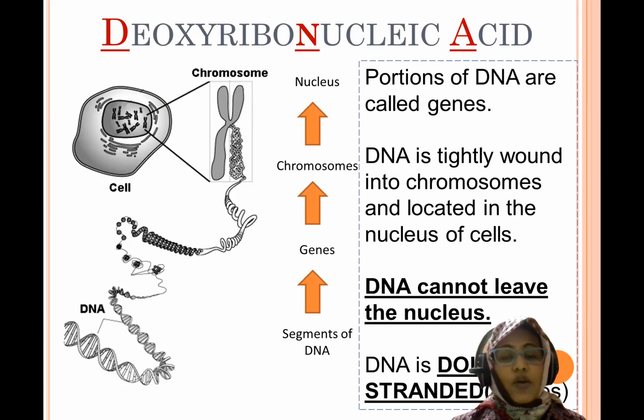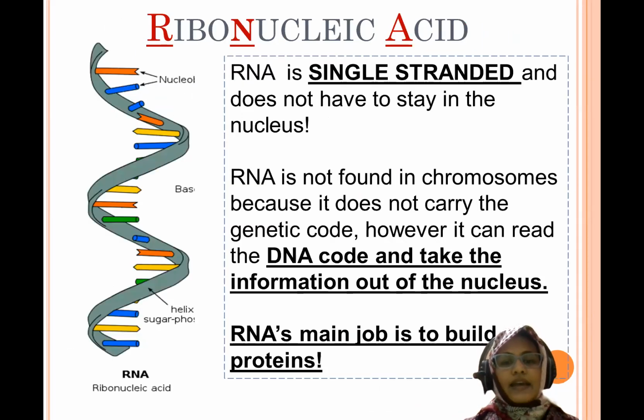DNA is always double stranded and helical in shape, and RNA is single stranded. RNA stands for ribonucleic acid. It is always single stranded, and it acts as a messenger in living organisms. It transfers the gene code from DNA to the ribosome. So its main job is to build protein.